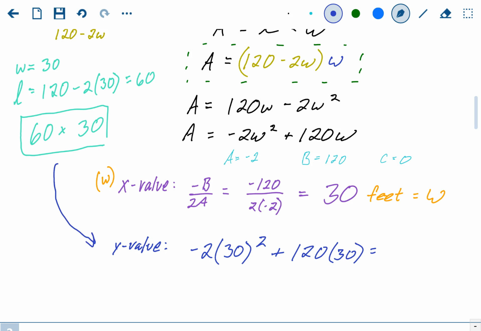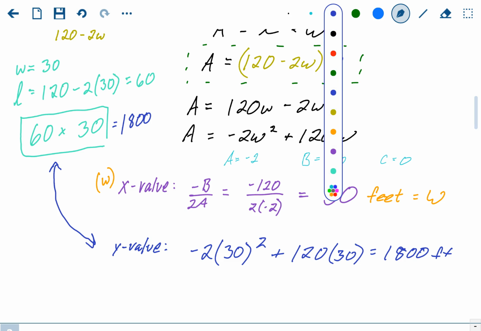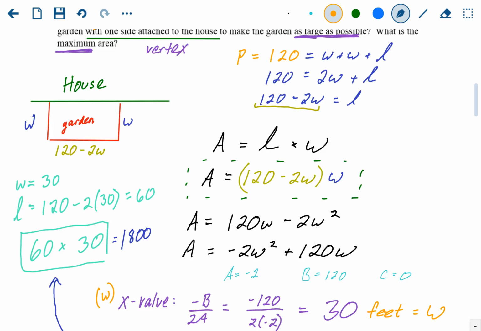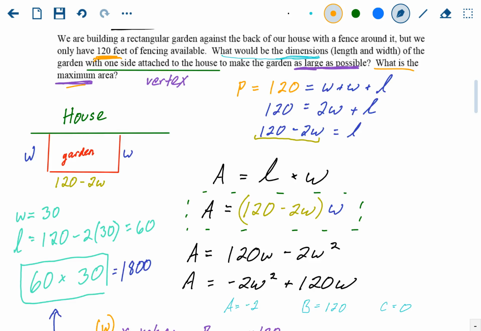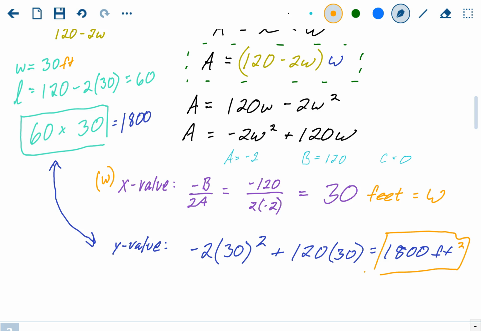equals 1800. Now notice we didn't have to actually do that step. We could have just done the dimensions because we know the area is length times width. We knew the length, we knew the width. We could have just done 60 times 30 to give you 1800. So either way works. All right, and that's 1800 feet squared area. And I'll label feet and feet for width and length. And that's that problem.